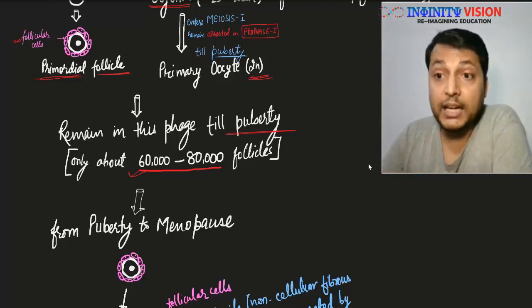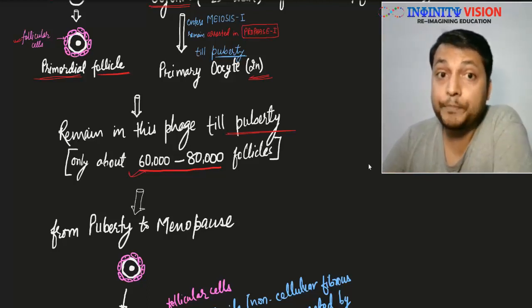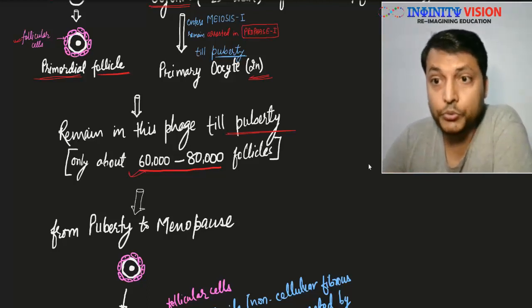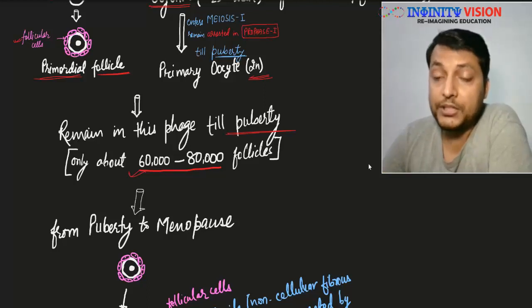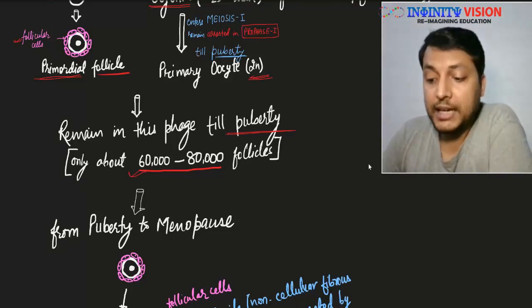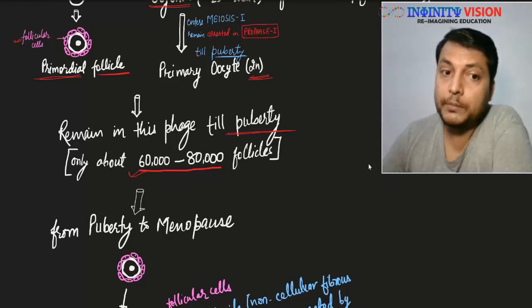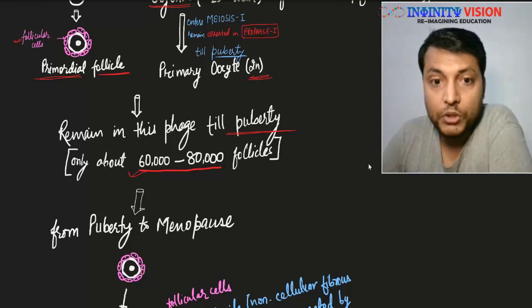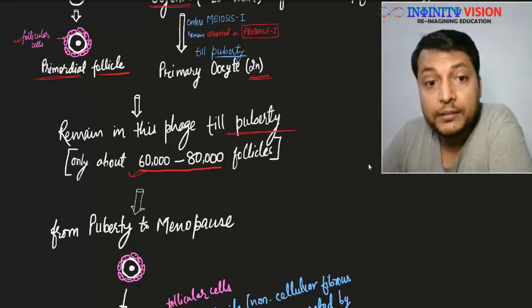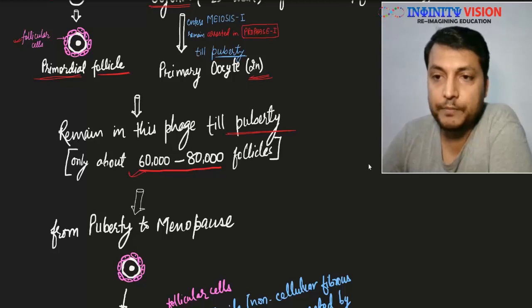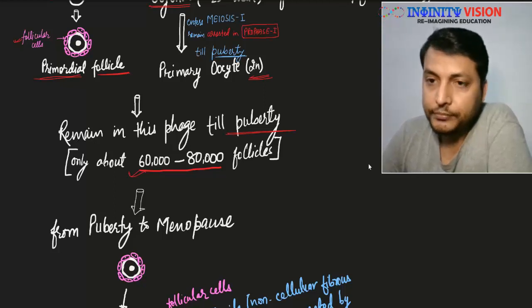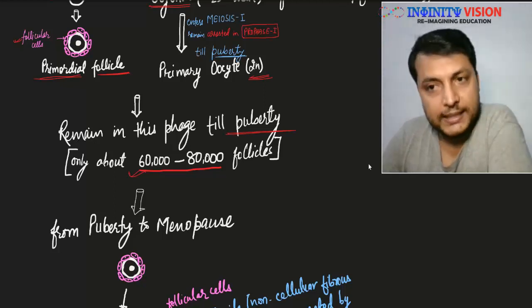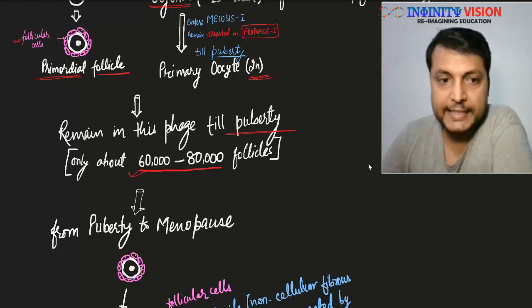Now these data are from NCERT, so they are important. Do remember the fact that in fetal stage there are around 1 to 2 million oogonia per ovary, but by the time the female reaches her puberty, only about 60 to 80,000 follicles are left in each ovary. So per female there will be twice the number of this, that is 1.2 to 1.6 lakhs. Okay, great. Please remember this.